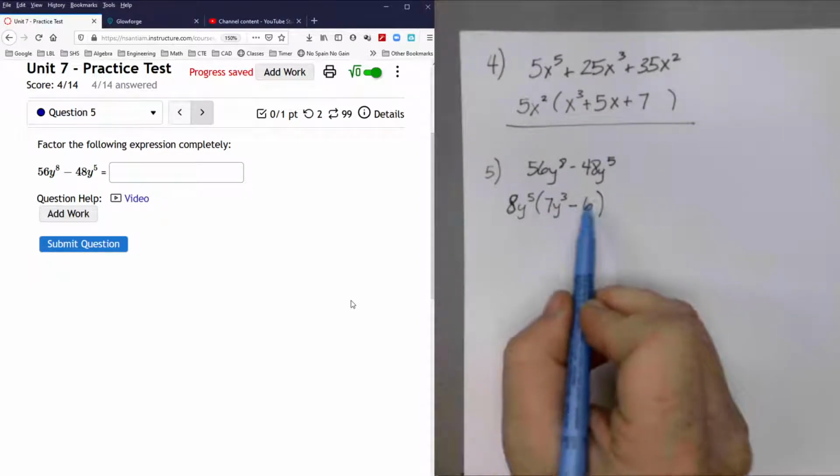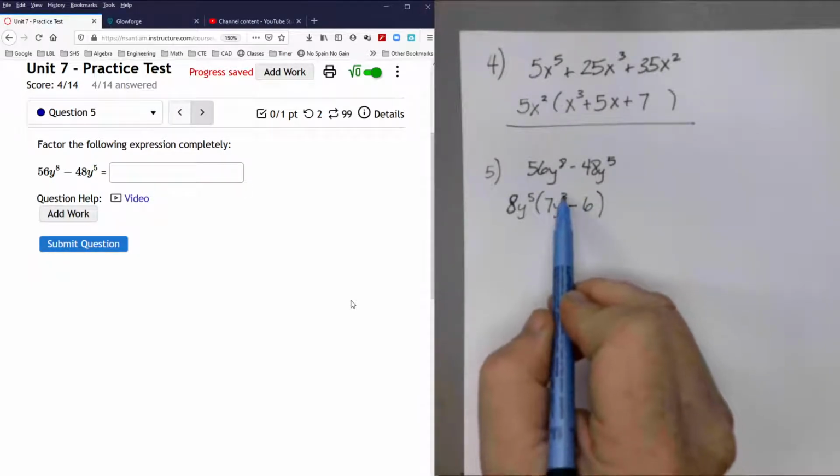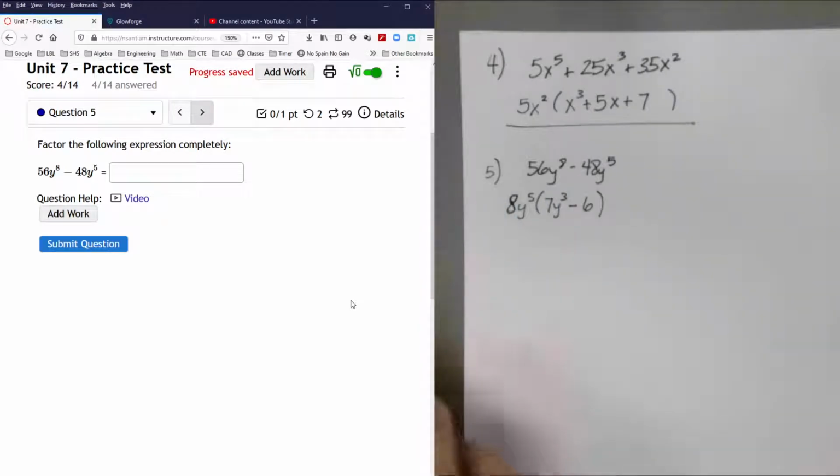Now, I would want to check and see if I could factor this any further, and this is not a quadratic, right? And so we wouldn't really try to factor that at this point.